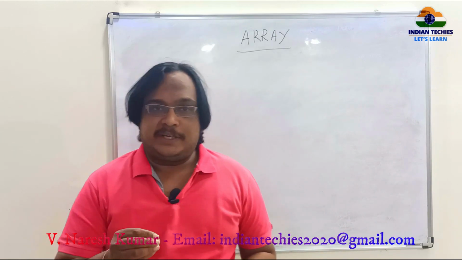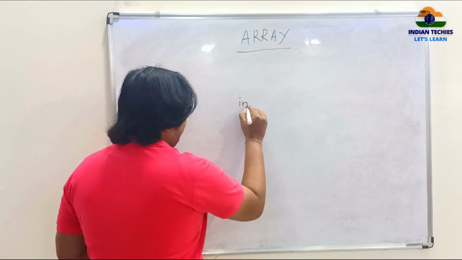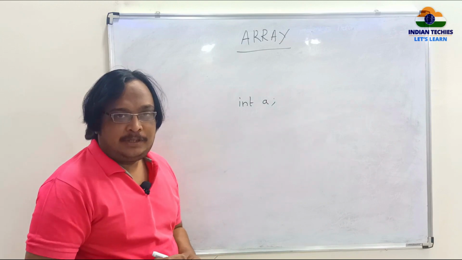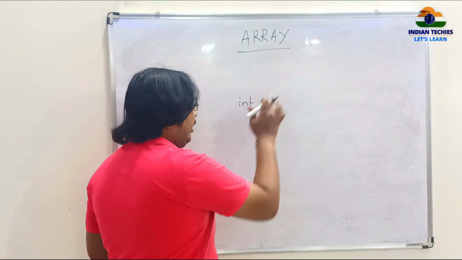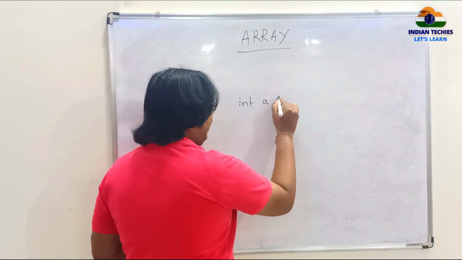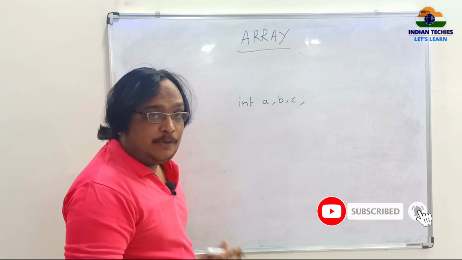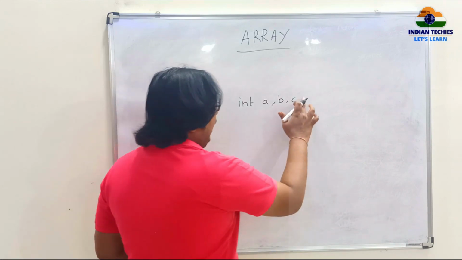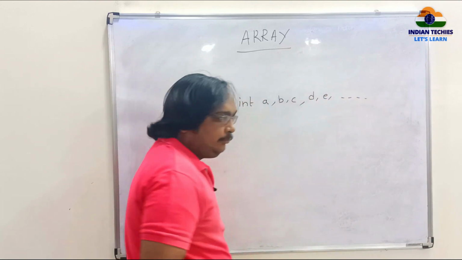For example, suppose I want to declare one integer variable, I will declare int a. That's it. Suppose I want to declare three integer variables, I will declare a, b, c like this. Suppose I have to use 10 integer variables, then I will declare a, b, c, d, e and so on.